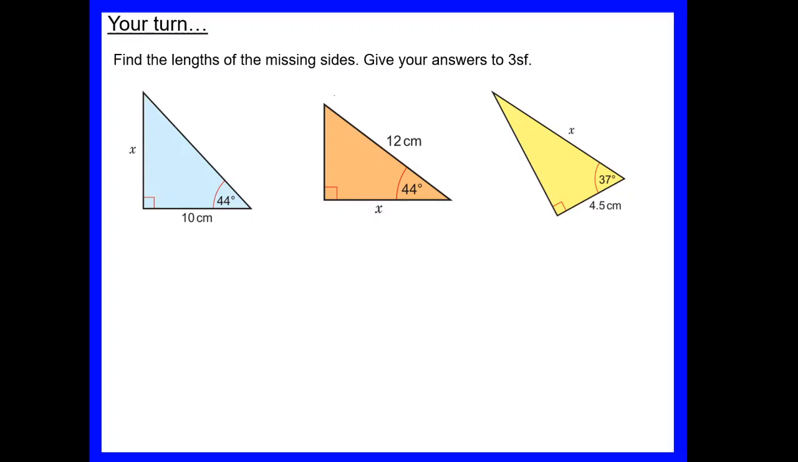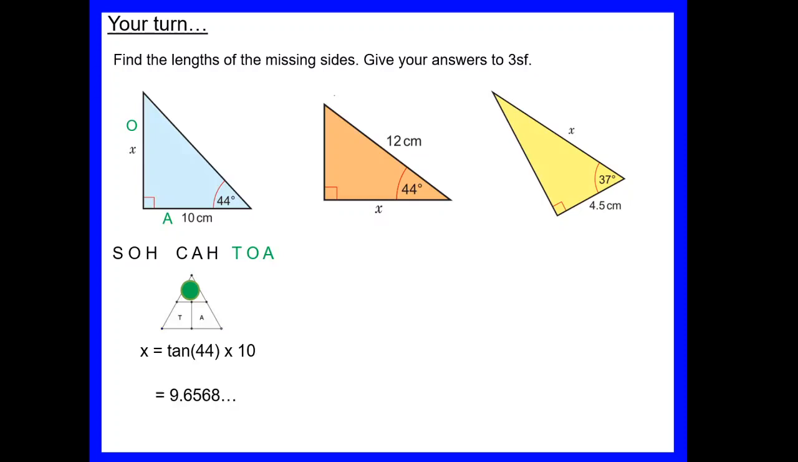All right, let's talk through these then. So we were given the adjacent, we'd like to find the opposite, means we're going to use TOA. We've got our trig triangle, so we're going to cover up the opposite, which means we've got tan theta times the adjacent. So the tangent of 44 degrees times the adjacent of 10 gives us 9.6568, etc. And we're going to round to three significant figures, giving us 9.66 centimetres.